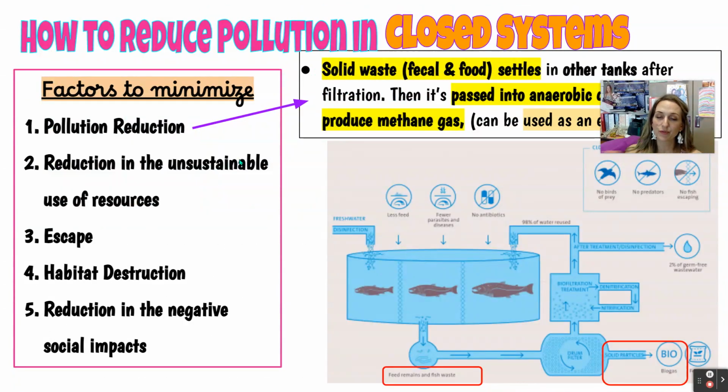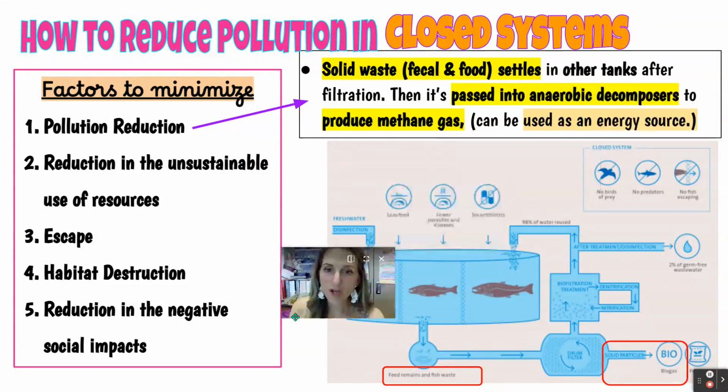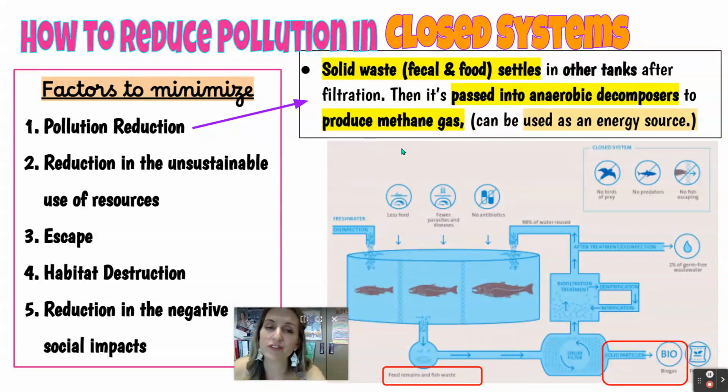So then the remaining slides are going to be about how we go about stopping these negative things from happening. And we've already mentioned some of them. For pollution in closed systems, solid waste like fecal material and food will settle. It can then pass to an anaerobic decomposer, so decomposing without oxygen, and it produces methane gas. This is used as an energy source. Yay.